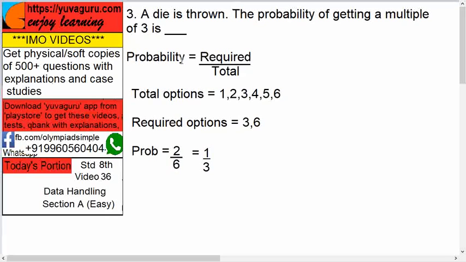We want probability. The formula for probability is required options upon total options. So what are the total options when you throw a die? 1, 2, 3, 4, 5, 6. Any number we can get. But required is what? Getting a multiple of 3. Which are the multiples of 3 from this? 3 and 6. So probability equals required how many? 2. Total how many? 6. So 2 upon 6, that is 1 by 3. The main point about probability is it can't be greater than 1 and it can't be less than 0. You'll learn this in 9th.